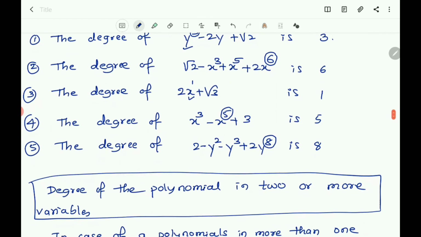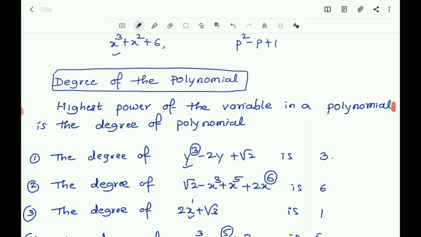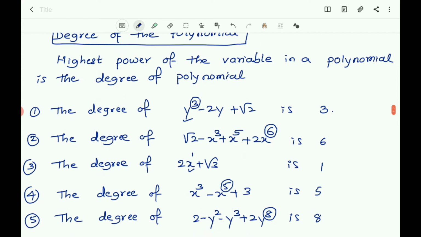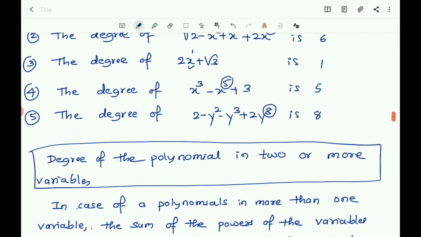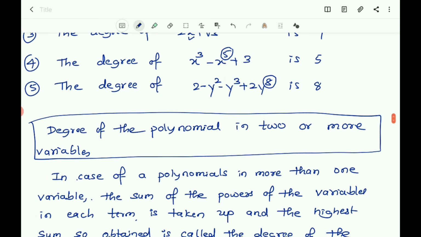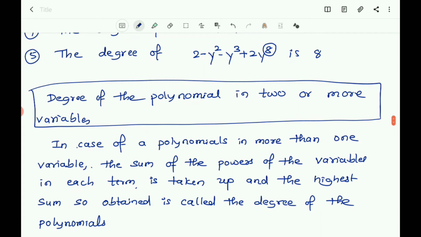Now the degree of a polynomial in 2 or more variables. In all these examples only one variable is there. Therefore the highest power of that variable we are taking as the degree. Now if the polynomial has 2 or more variables, the sum of the powers of the variables in each term is taken, and the highest sum so obtained is called the degree of the polynomial.